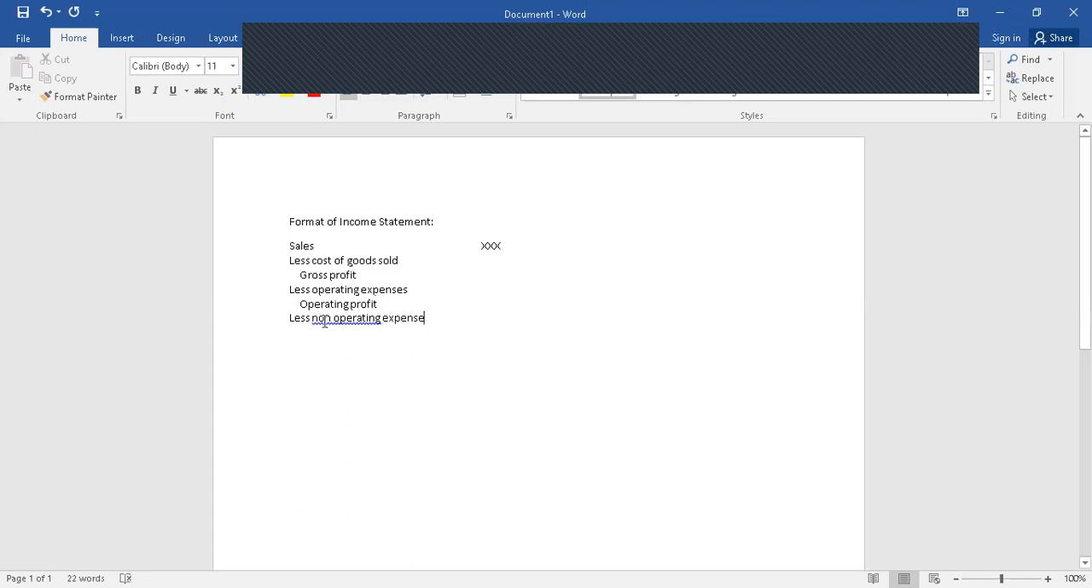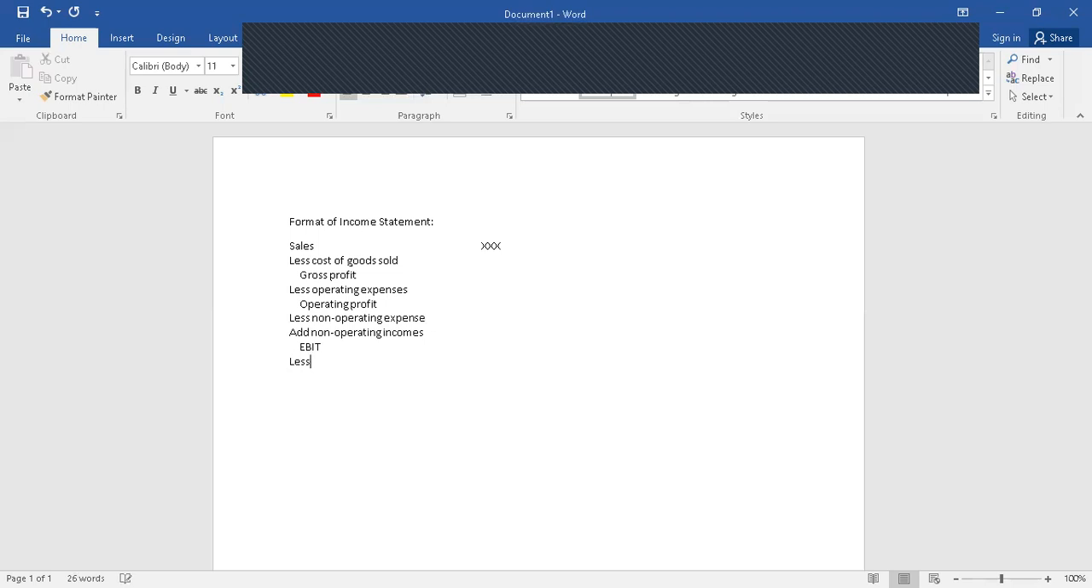Similarly, there are non-operating incomes also, like gain on sale of assets, or some other source of revenue, like they receive dividends, commission, or interest. That is not from the main operating activity, so it is non-operating in nature. These non-operating incomes or gains have to be adjusted. The resultant figure is called EBIT, earnings before interest and tax.